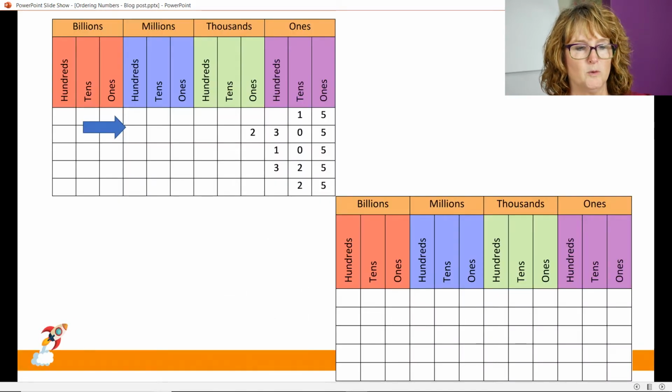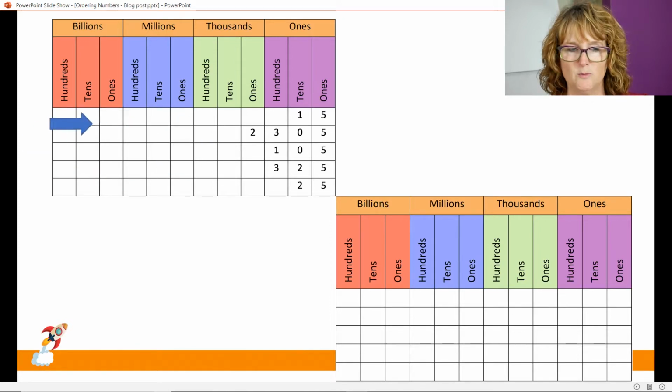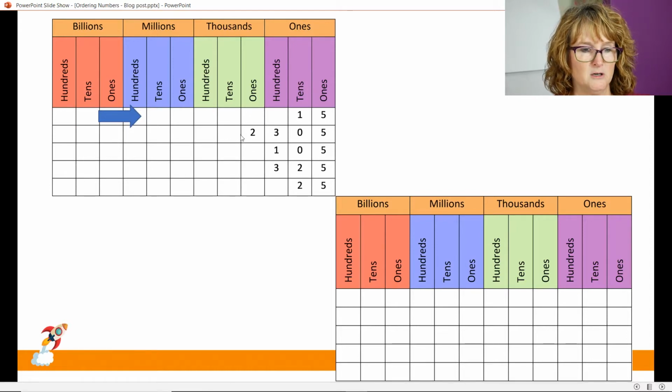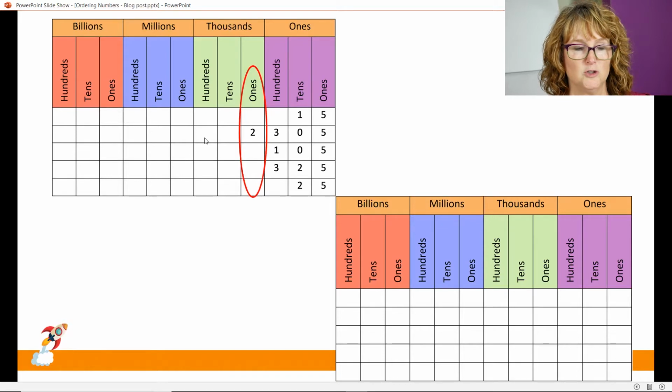So what we're going to do is we're now going to compare these numbers using the chart. If you notice over here to the left, there are no numbers from the 1000s column over. There's nothing else in this direction. Okay, so we don't need to even concern ourselves with the part of the chart that doesn't have anything in it.